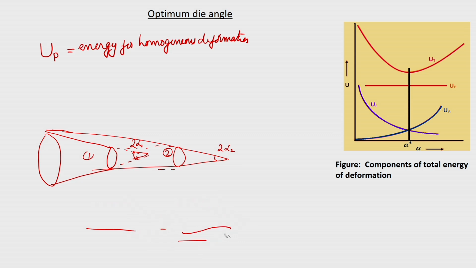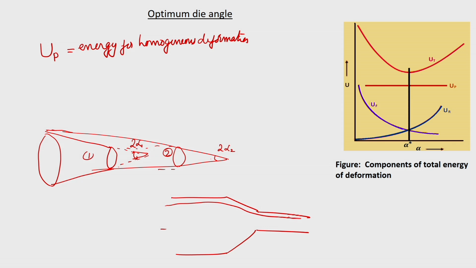So, I will just draw it in a better way. The metal flow will be like this. It is going like this. So, this is the inlet and this is the outlet, you are pulling like this. This is your die.